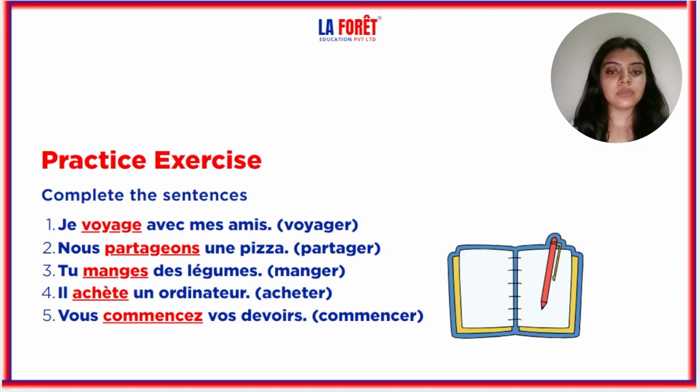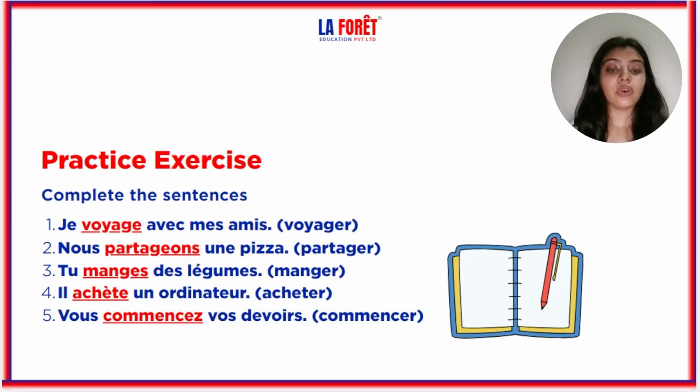Now you know with nous because it is a GER verb, right? So we know that with nous we also have to add e, we have to add EONS, before ONS we have to add e. So it will be nous partageons une pizza. Next is tu manges des légumes. Now with tu we use es, so we will be cutting er and then adding es. So it will be tu manges des légumes.